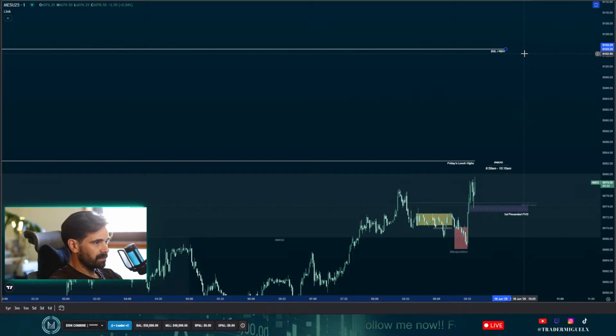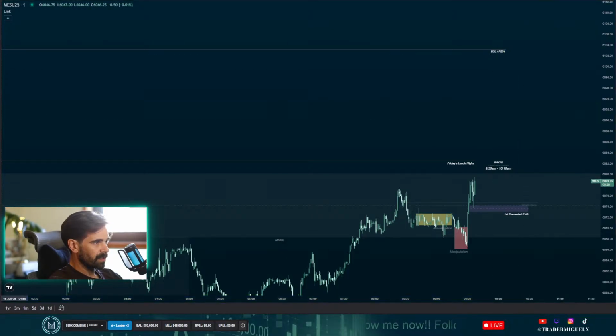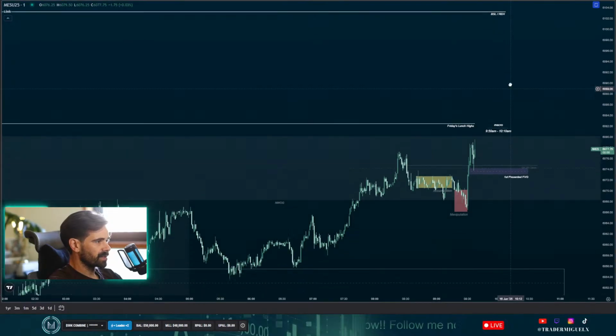If you look into the 15 minutes, you can see on the 12th of June all those relative equal highs here, which are represented as relative equal highs on buy side liquidity.